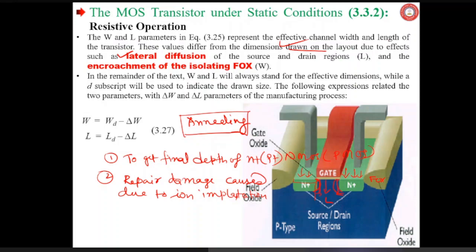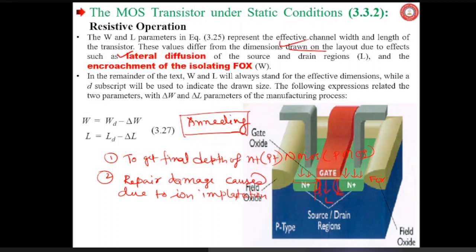Okay. In the remainder of the text, the author is telling us that W and L will always stand for the effective dimension. On this expression you see, WD is the drawn width, and delta W is the encroachment of the field oxide in this direction. Okay, rather not in this direction, sorry, it is in this direction, I mean back and front, the Fox.